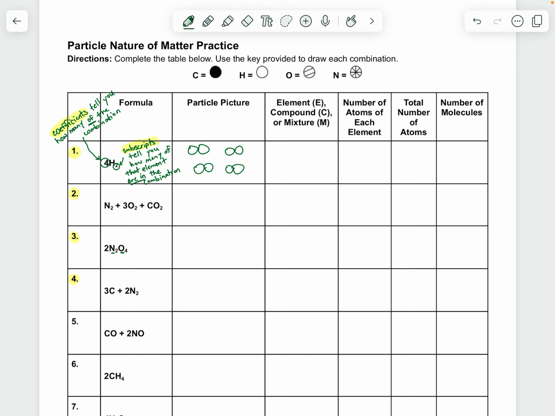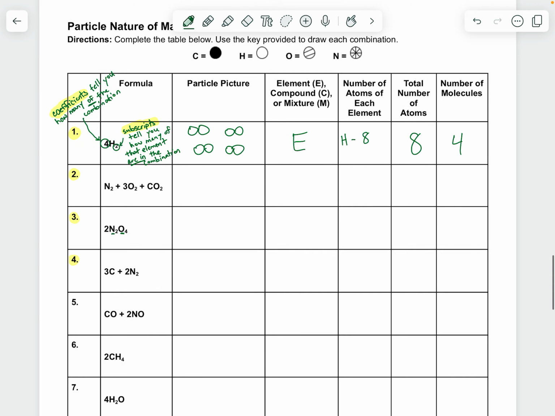Is this an element, compound, or mixture? Well, H is the only species there, the only type of atom, and therefore it will be an element. Number of atoms of each element, well, there's only H, and there's 8 of them, so the total number of atoms is 8. Now the total number of molecules is 4 because it is the package. Each molecule has 2 atoms that are creating it.